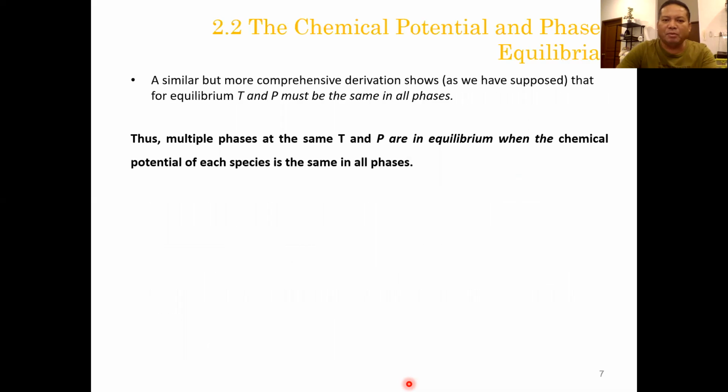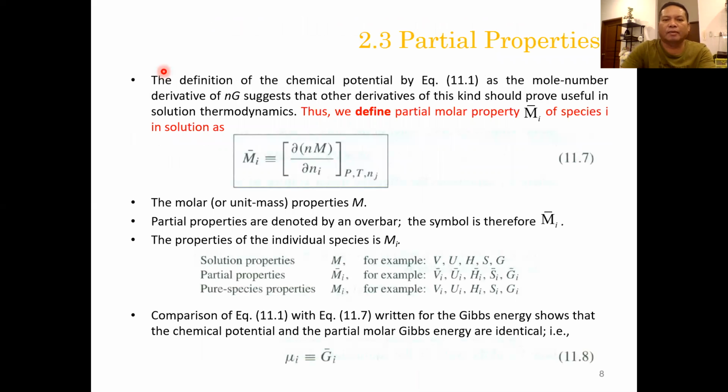A similar but more comprehensive derivation shows that for equilibrium, T and P must be the same for all phases. So let's define partial properties. It's a definition of the chemical potential. I think you have known it before, partial properties, that it can be defined as this.